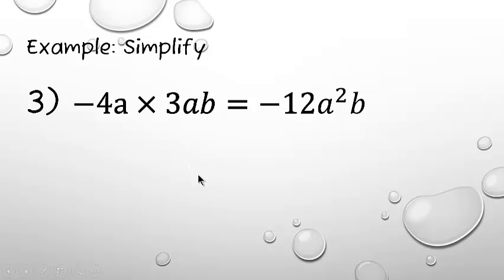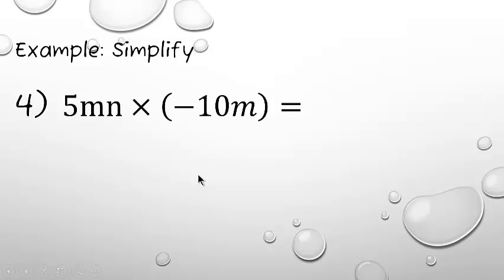Okay, for the last example, we've got 5mn times negative 10m in brackets equals. Looking at that one, the brackets. We use the brackets sometimes to separate the two signs, so the times and the minus sign. Mathematicians don't usually like to have two signs in a row, so the brackets help us distinguish between the two. You can just imagine it's not there.